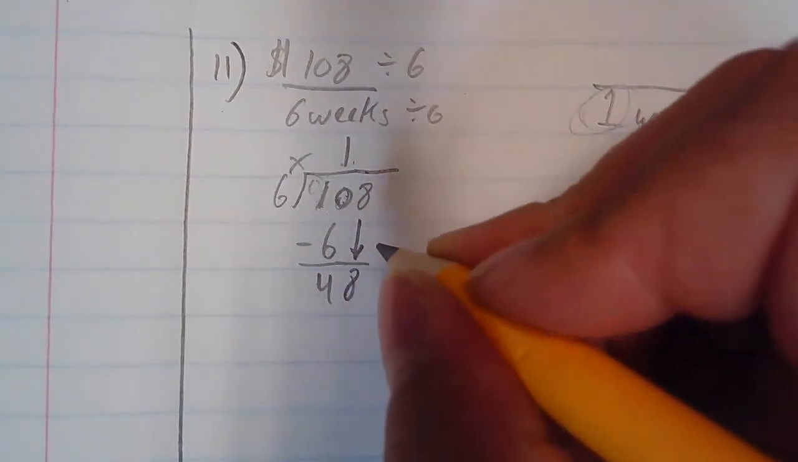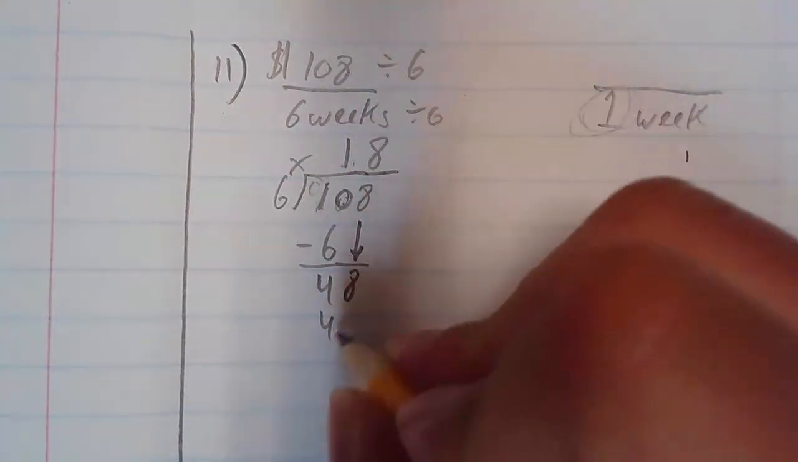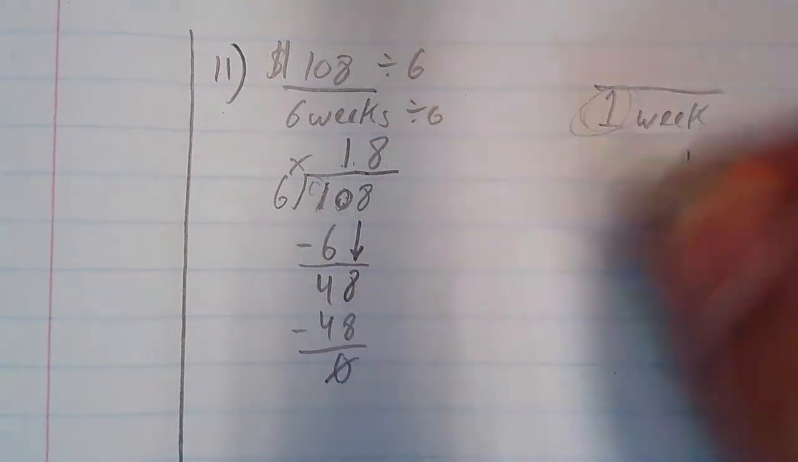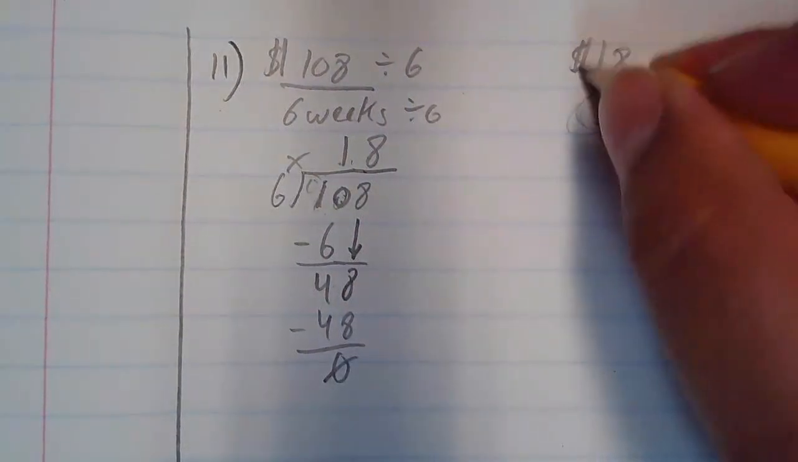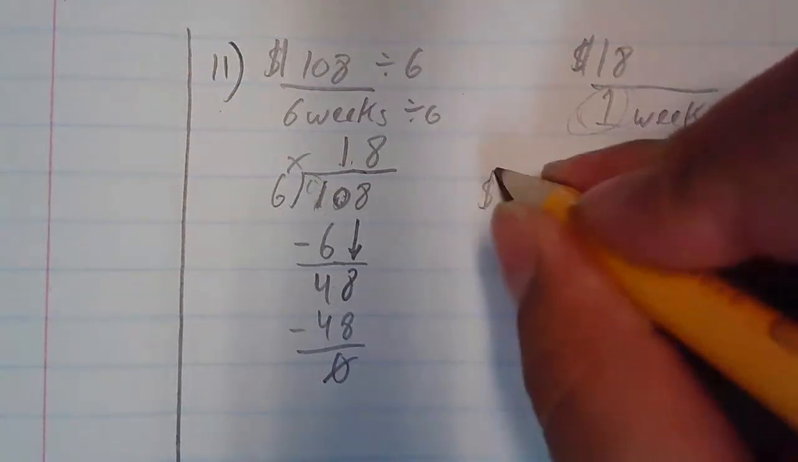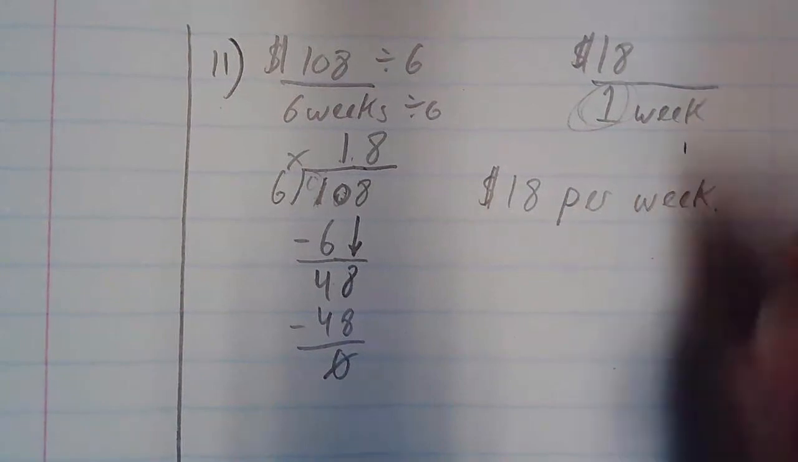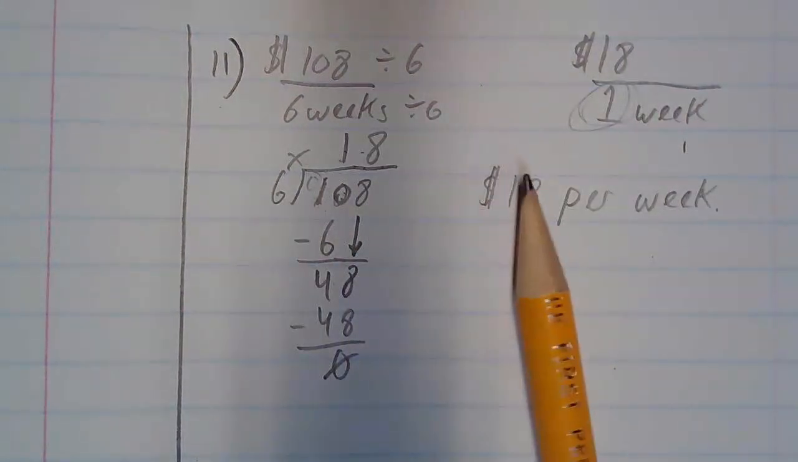Bring down the 8. How many groups of 6 can you make from 48? 8. All right. So this person made $18 per week. And that, my friends, is independent practice.